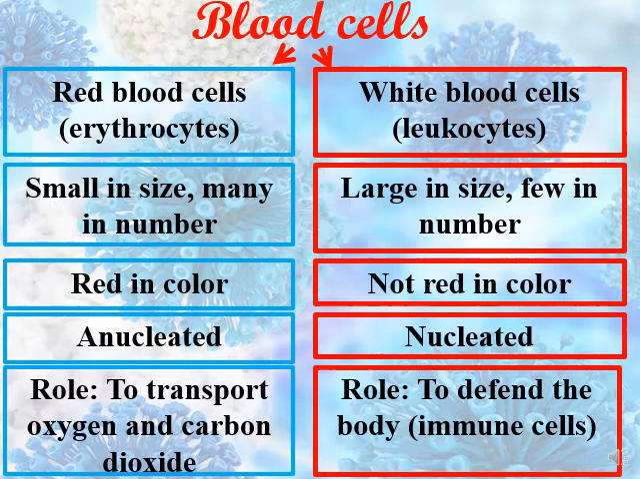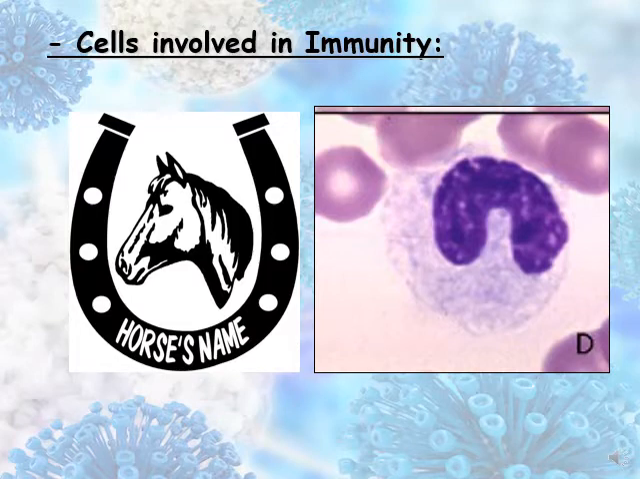Red blood cells are red in color, while white blood cells are not red in color. They don't have red color, and they are not white. Red blood cells are anucleated, meaning that they don't have a nucleus, whereas white blood cells are nucleated, they have a nucleus. The role of red blood cells is to transport oxygen and carbon dioxide, while the role of white blood cells is to defend the body, or they have a role in immunity. Cells involved in immunity.